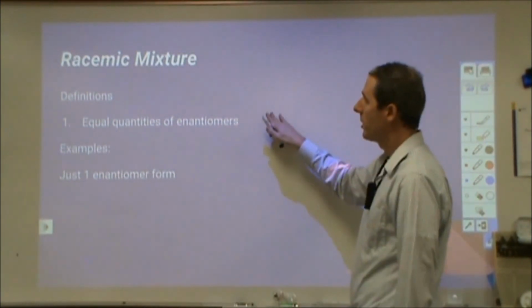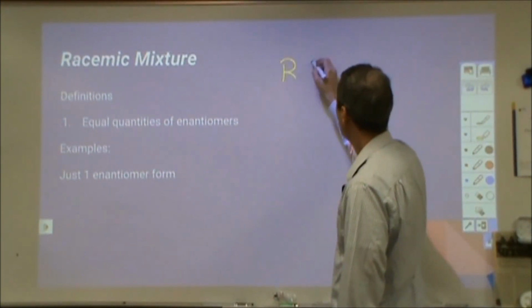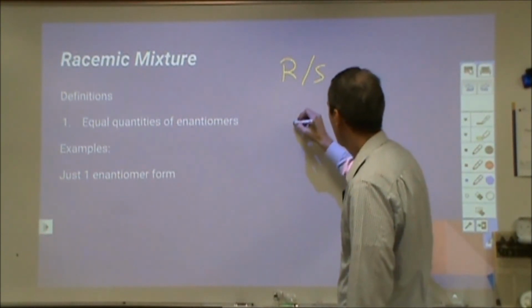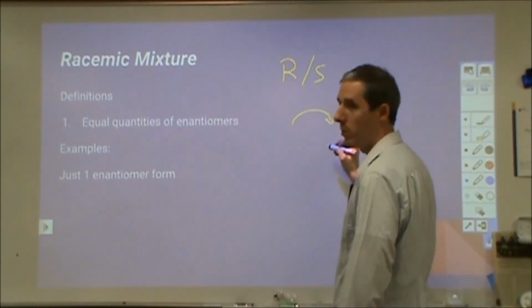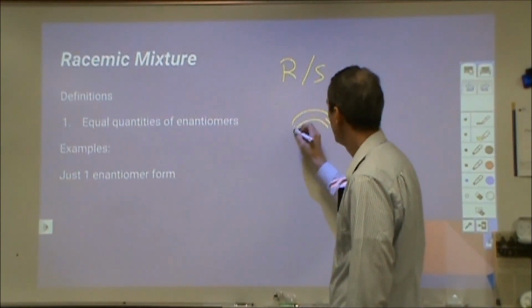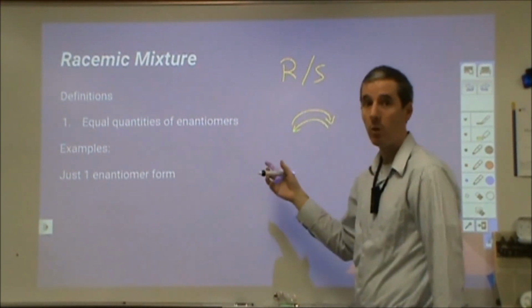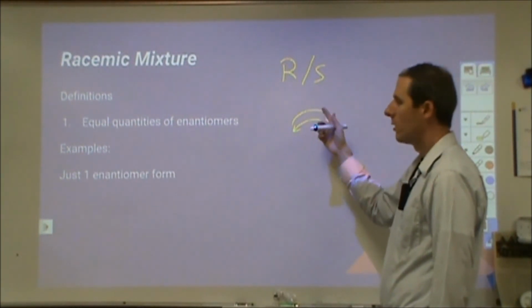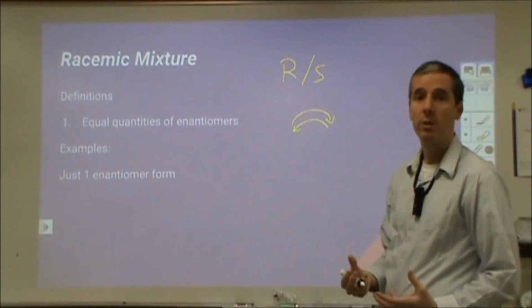So a racemic mixture is when you'll have equal quantities of R and S. You'll have equal quantities of enantiomers. So you're going to have one of those rotating light one way, and the other one's going to rotate the plane of polarized light the other way. So when you have equal quantities, there's no optical activity of that mixture because your effects on light are essentially canceled out.